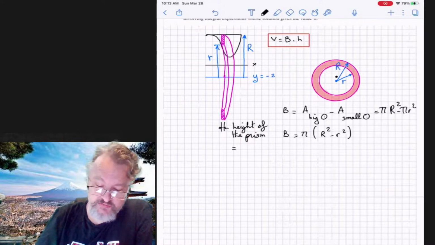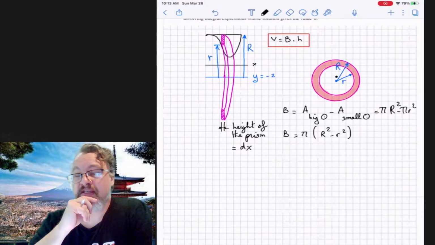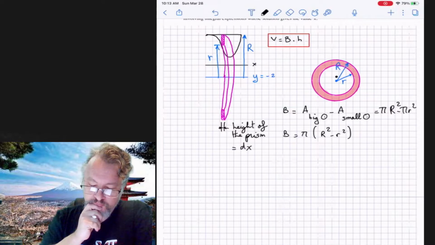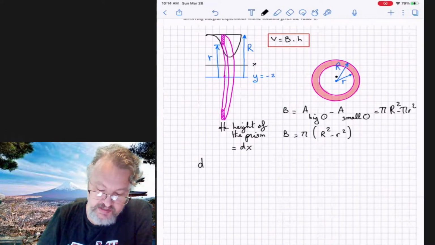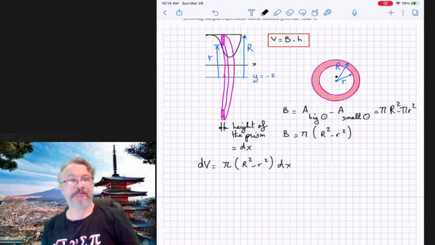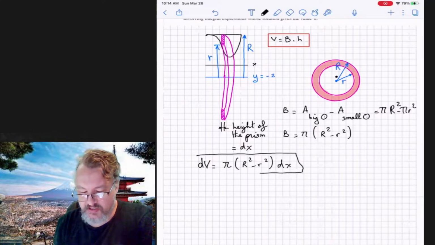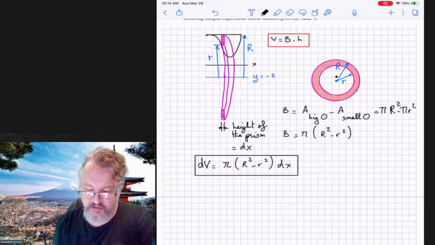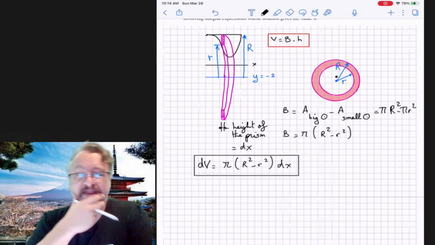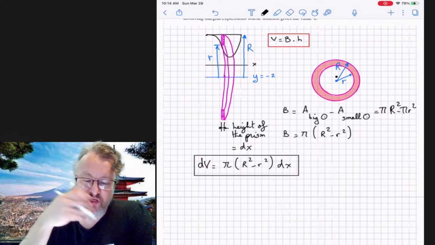So for us, it's our dx. That means that the volume created by this washer, which we are going to write as dV, is going to be equal to pi times big R squared minus small r squared times the thickness of it, which is dx. Okay, and so you hopefully remember that this here is the formula that you find in most books for the disk method. The question now is, how do we apply that?